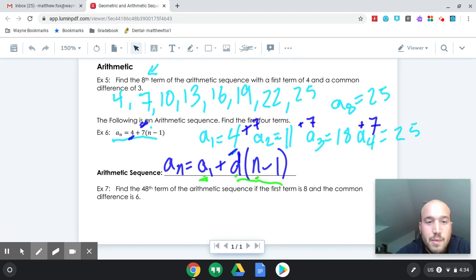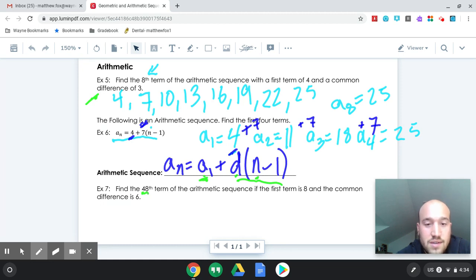Now, on example 5 up here, there maybe would be no need to find your formula because it asks for the 8th term. That's not going to take you very long just to count them up. However, example 7 here asks for the 48th term. Okay, it's going to be a lot of work to count out 48 numbers. Lots of places for you to make a mistake. And even once you do it, maybe you'll accidentally tell me the 47th or 46th or 49th. Just a lot of places that it can go wrong.